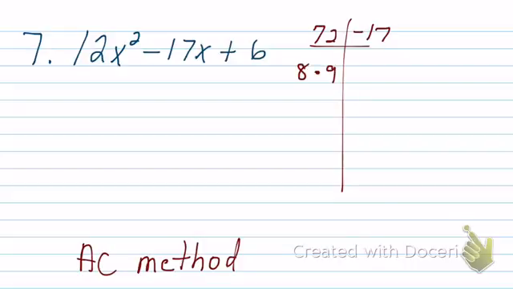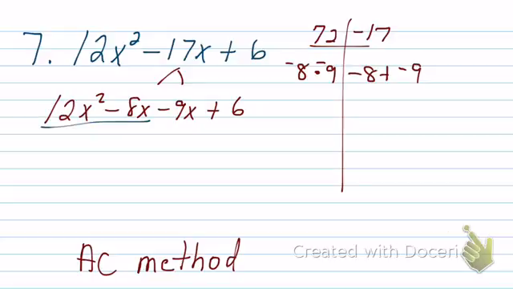The signs should be the same because they multiply to a positive 72, but because these numbers need to add to a negative, they must both be negative. So notice negative 8 and negative 9 are going to work here. So let's go ahead and split our B term.